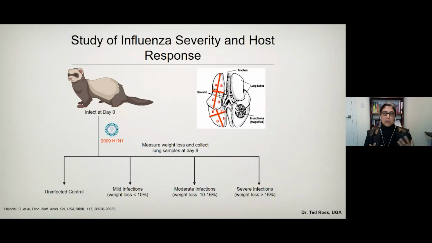To do this, we looked at the ferret model. This is all done, of course, in Ted Ross's lab. We infected the ferrets at day 0 with the 2009 H1N1 pandemic strain, and then we looked to see at day 8 how they fared. We classified mild infections by weight loss, and then moderate, and then severe. And we looked at the responses in the lung to see if we could see anything happening with the sugars that correlated with severity. Next slide, please.